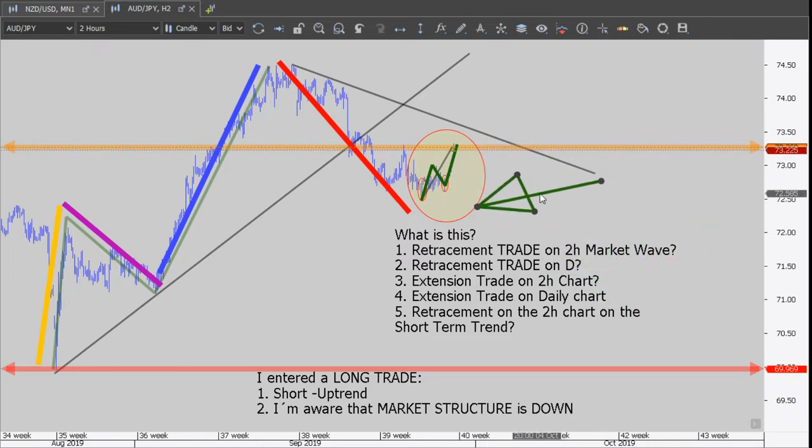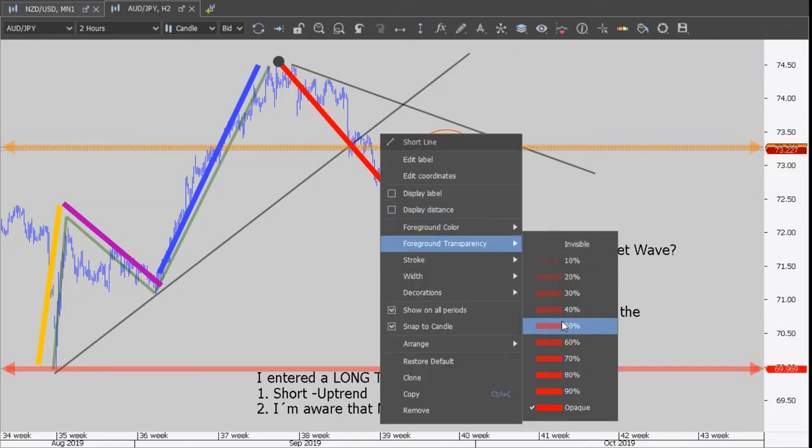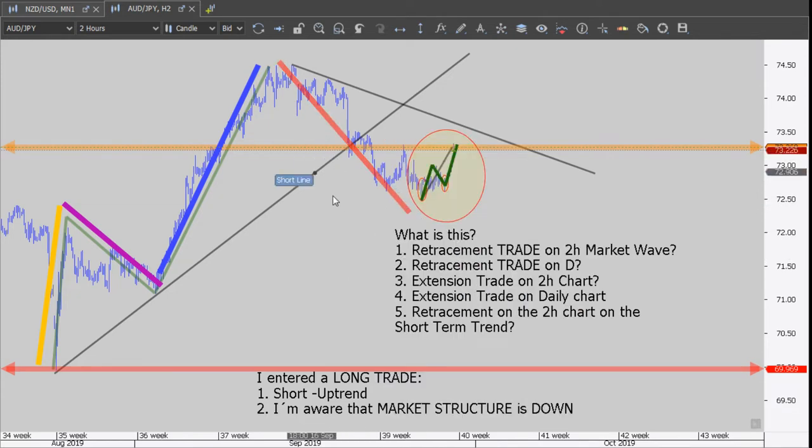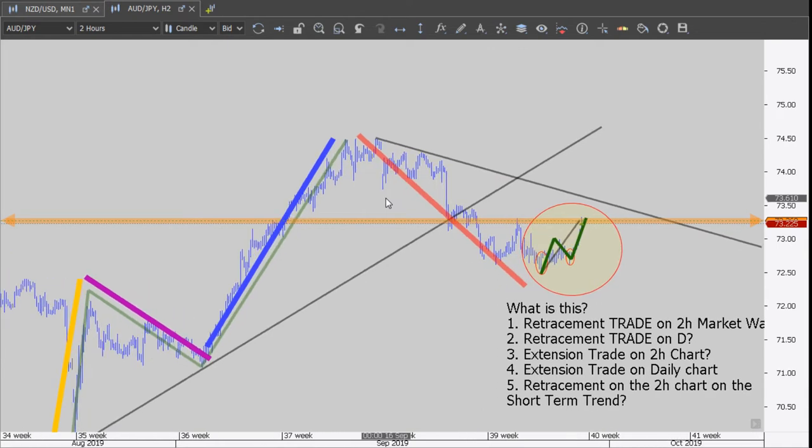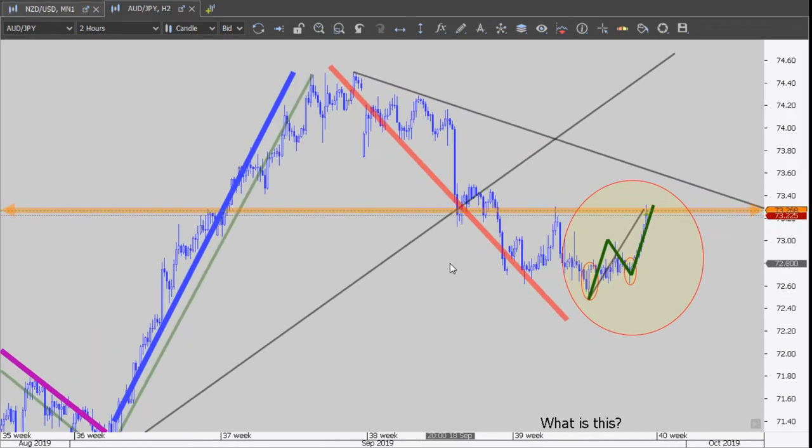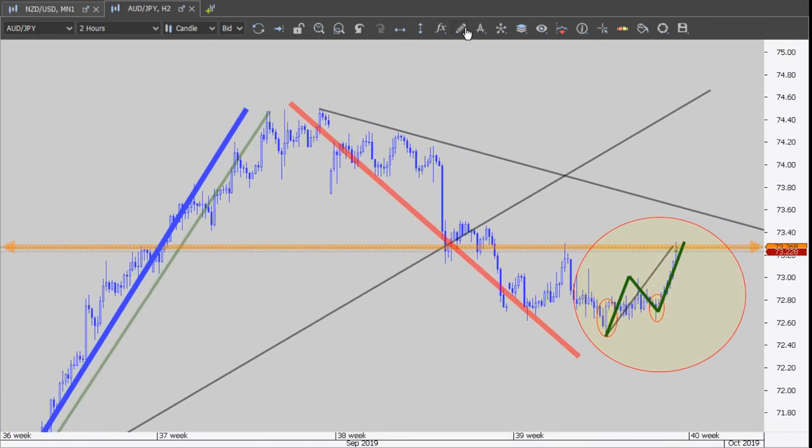I should have written market wave, right? Okay, but there is one more. The last candle makes a newer high, yes, but we also have a number 5. This could be a retracement on the 2-hour chart on the short-term trend. So let's try to find the short-term trend. The short-term trend starts up in here, right?